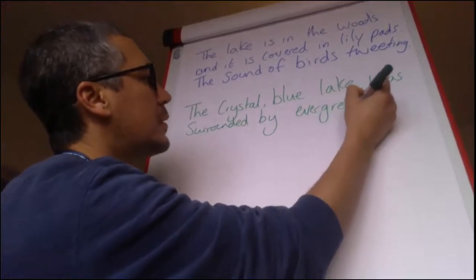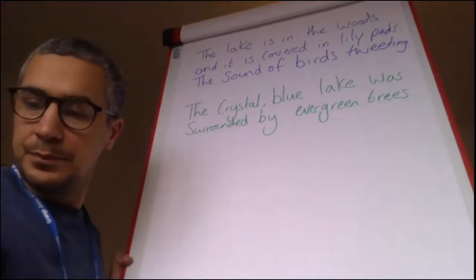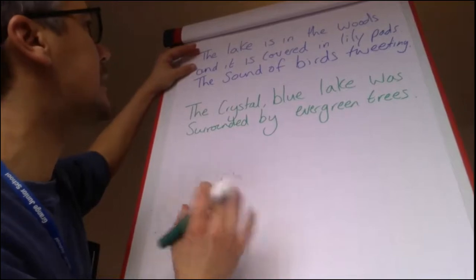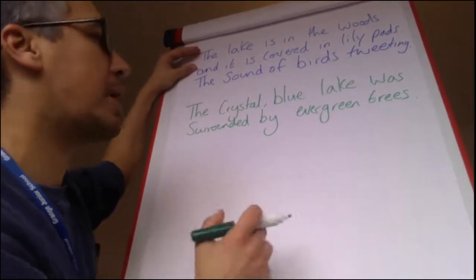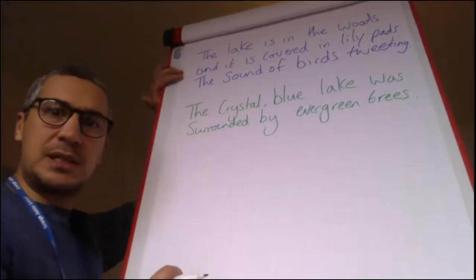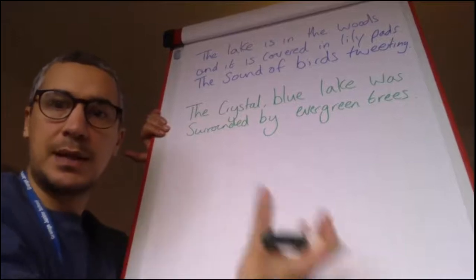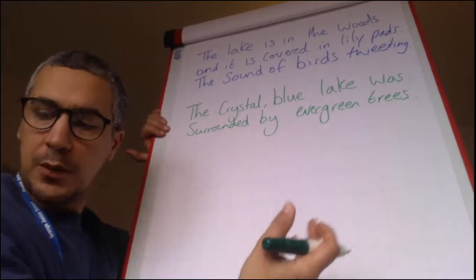evergreen trees. Okay, so that's still pretty much the same sentence. The lake is in the woods. The crystal blue lake was surrounded by evergreen trees. Still essentially the same thing. It's just this one's hopefully a little bit more interesting because we've put some adjectives in there and we've thought about it just a little bit more.